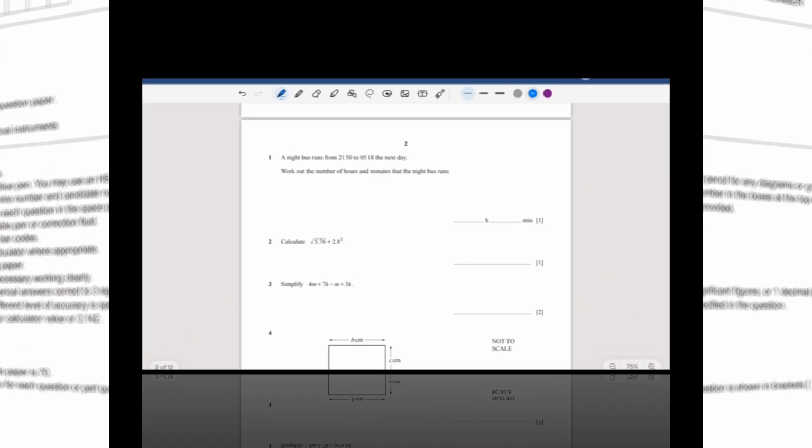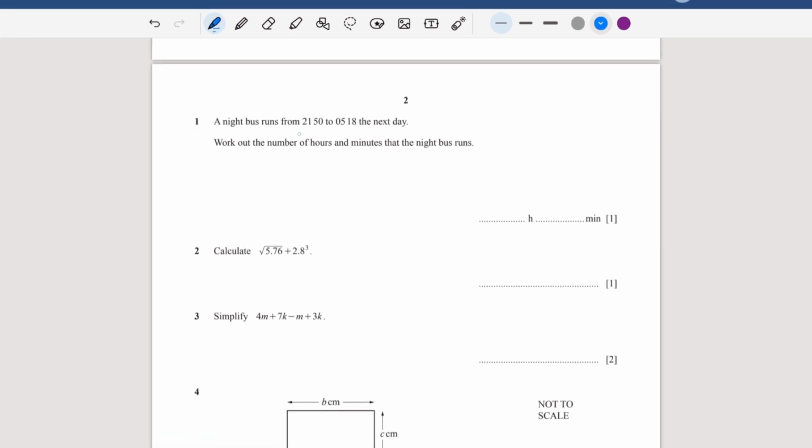Let's start. The night bus runs from 21:50, which is 9:50 pm, to 05:18, which is 5:18 am the next day. Work out the number of hours and minutes that the night bus runs. So we need to find the time, how long the night bus runs from one day to the next day, and your answer should be in hours and minutes. Alright, let's find the time.